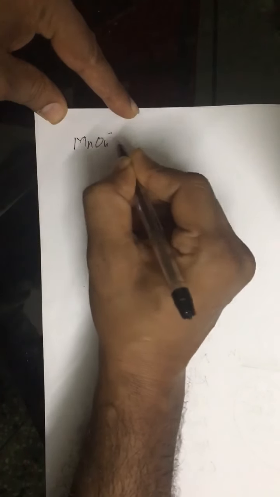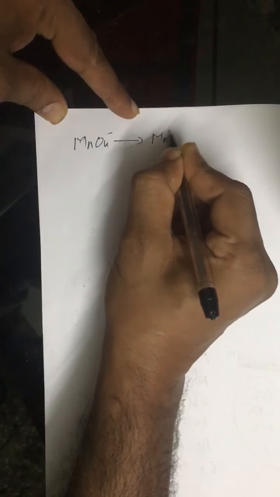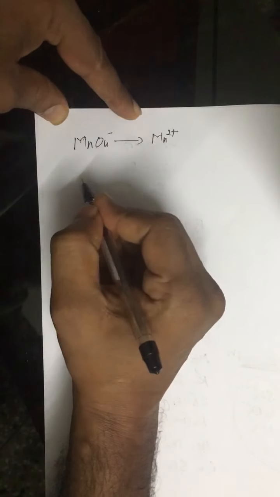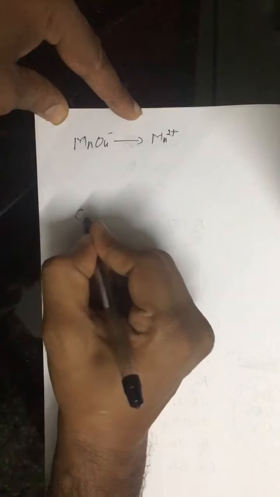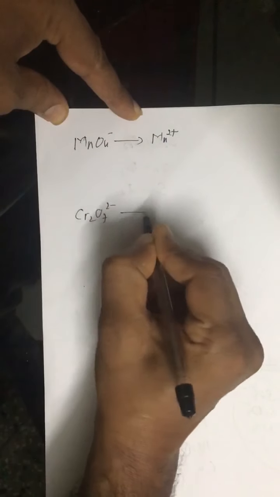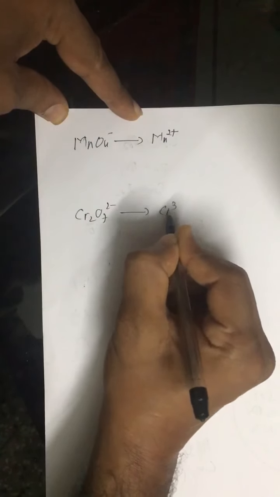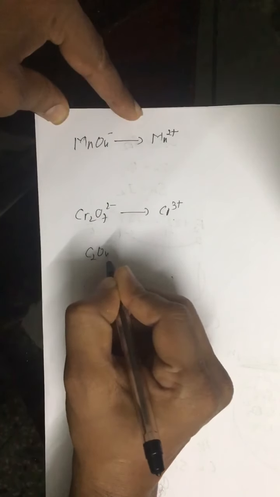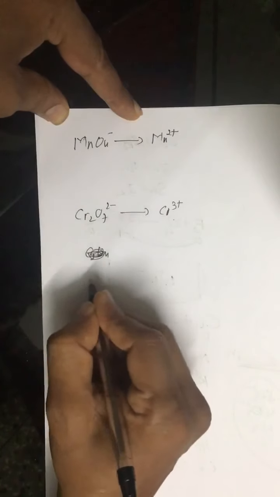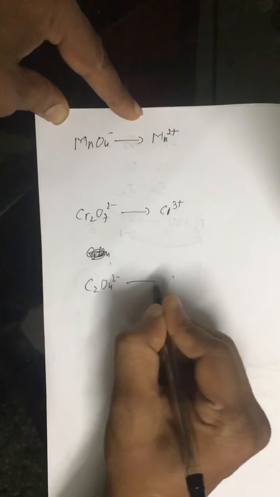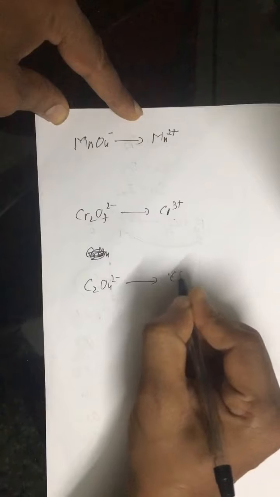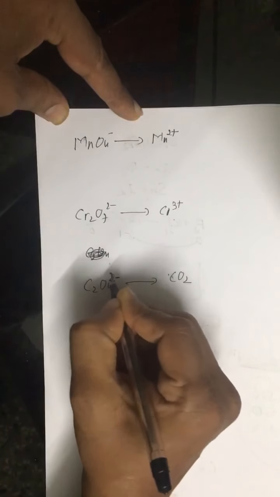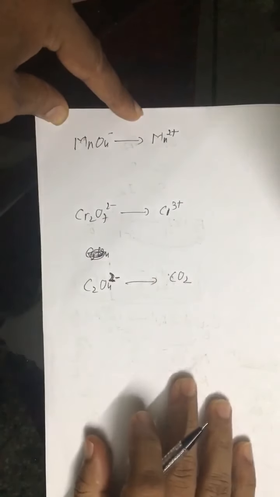In redox half balancing, we will be given some reactions like half reactions. MnO4 first in acidic media. Let us discuss. MnO4 negative is converted to Mn2 positive, or Cr2O7 2 negative is converted to Cr3 positive, or we are given C2O4 2 negative is converted to CO2. We have to balance these redox half reactions.